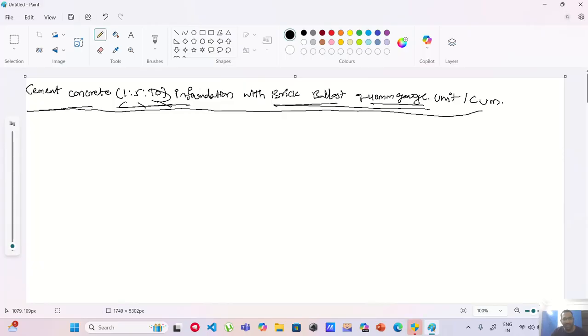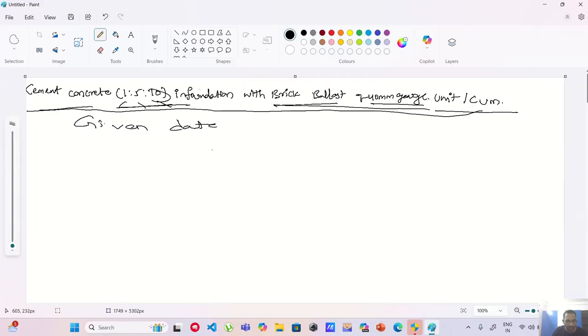So how to calculate the rate for this particular work, I am going to explain here in detail. The unit of rate is 1 cubic meter, so we have to calculate what the rate is for 1 cubic meter of this particular work. Let me go for the given data. First of all, we have to write the given data.